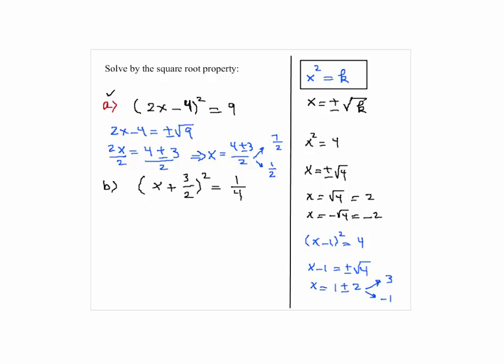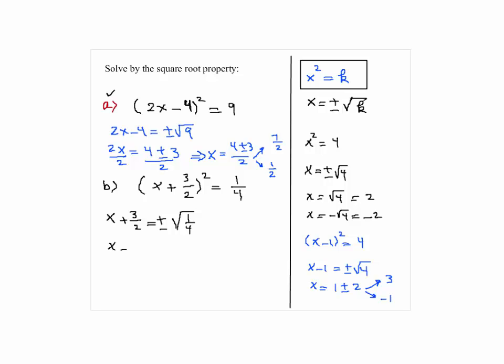All right, let's see. Martha, can you tell me how do you set up the next one? X plus 3 over 2 equal to plus or minus radical 1 over 4 or 9? 1 over 4.